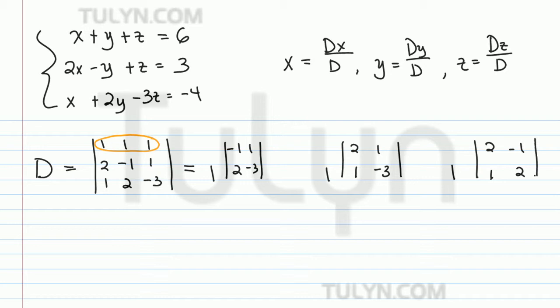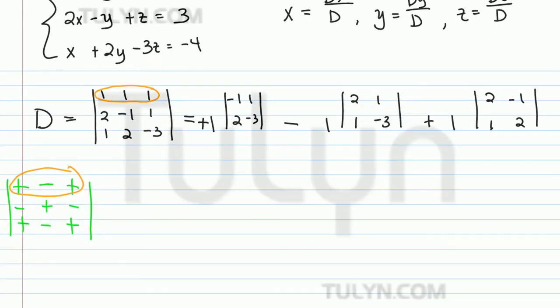And then finally we connect them using the sign array. And let me make a little note here in green that the way you do the sign array is you start with a plus on the top left corner, and then you alternate going across the row and down the column, and then you just keep alternating. So given that in mind, and knowing that we're expanding across the first row, we know that our signs are going to be plus, minus, plus. So, great. So now let's just do this.